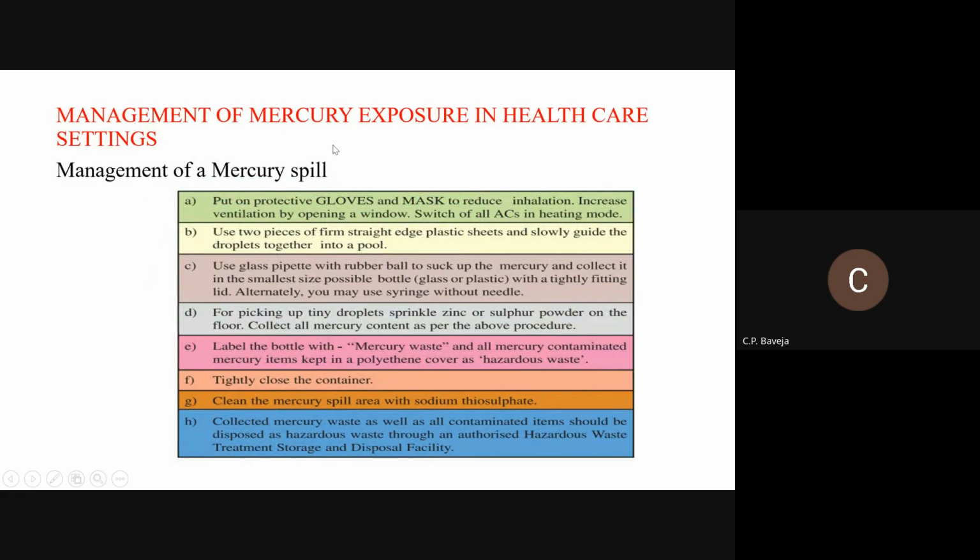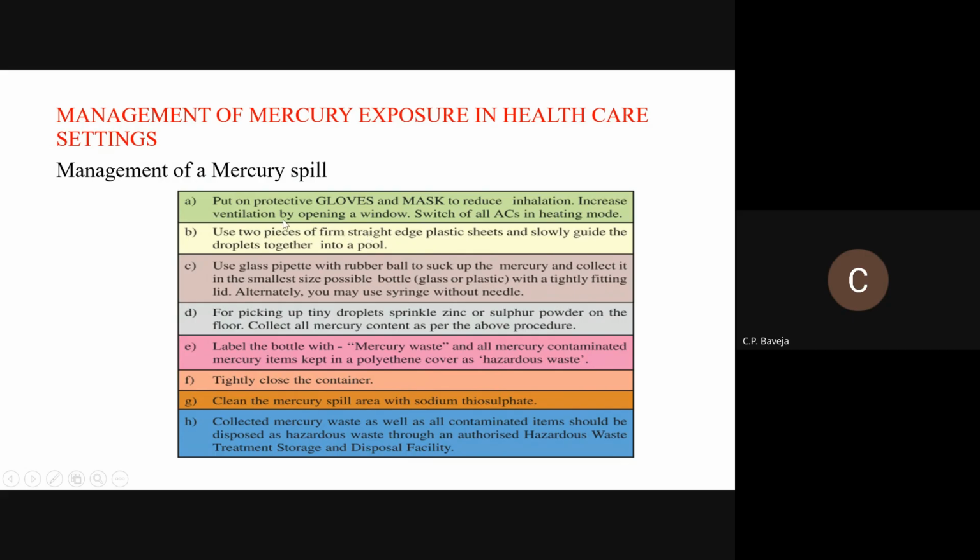Then management of mercury exposure in healthcare settings. How do you manage if a mercury spill is there? First, put on protective gloves and mask to reduce inhalation. Increase ventilation by opening a window. Switch off all ACs. All doors should be open. Ventilation should be there, and windows should be open.